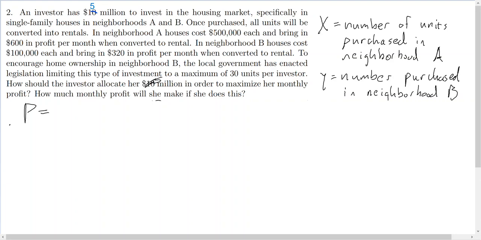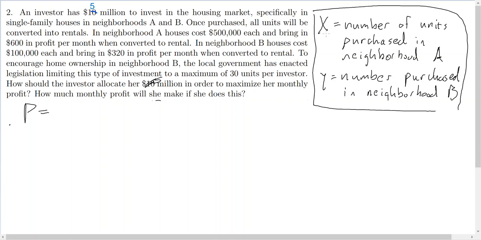All right, so first step is we want to write down the profit function. For that, we first need to say what our variables are. And I've already done that over here, so let's read through that. The variables are fairly obvious. X is the number of units purchased in neighborhood A, and likewise Y is the number of units purchased in neighborhood B. So X and Y, once we find them, are going to tell us how much she should purchase from each neighborhood. So with that understanding of X and Y, let's write down the profit function.